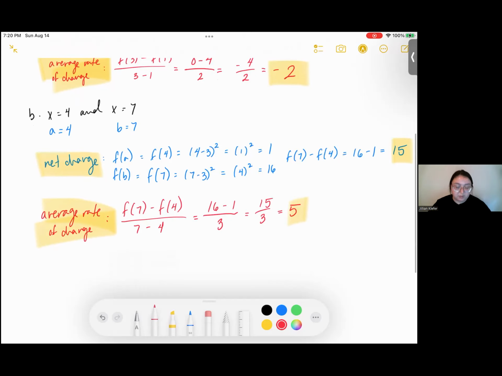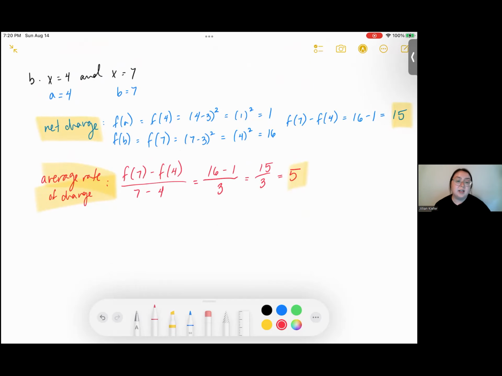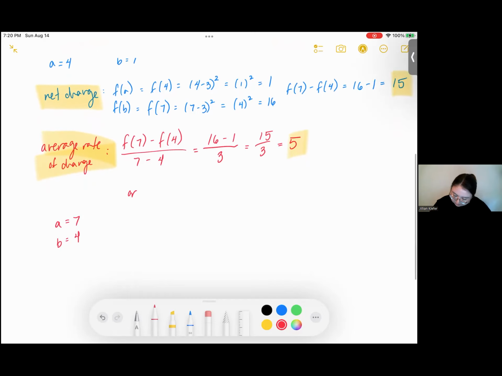So now that we've verified this twice, we're going to go ahead and show that it doesn't matter which values you pick for A or B, as long as the format is the same. So we're going to say that A is 7 and B is 4. So we're switching A and B. If this were the case, we would have f of 4 minus f of 7 divided by 4 minus 7. We kind of see how these numbers match.